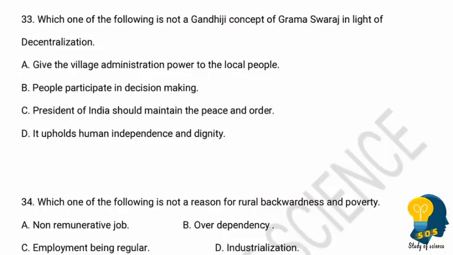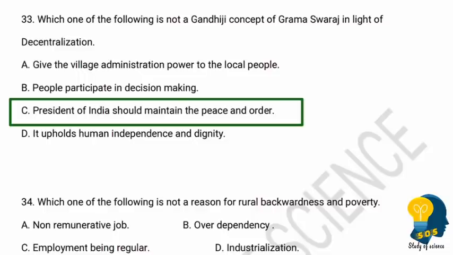Which one of the following is not a Gandhiji concept of Grama Samaj in light of decentralization? And the options are A. Give the village administration power to the local people, B. People participate in decision making, C. President of India should maintain the peace and order, D. It upholds human independence and dignity. And the right option is C. President of India should maintain the peace and order.